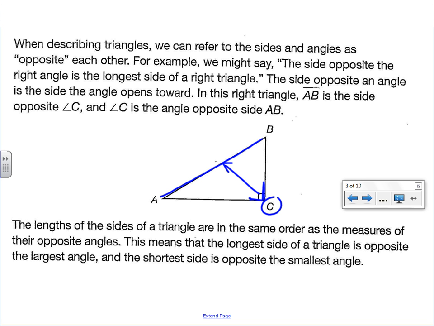The lengths of the sides of a triangle are in the same order as the measures of their opposite angles. This means that the longest side of the triangle is opposite the largest angle, and the shortest side is opposite the smallest angle. So here, this 90-degree angle is our largest angle. That means that this side is the longest side. The next biggest angle is angle B, which is opposite of side AC. So this is the second longest side. And angle A is the smallest angle, which means that this is the shortest side. They go in that order.